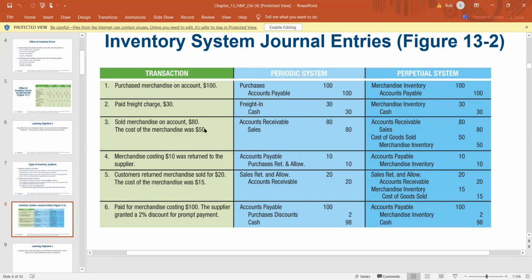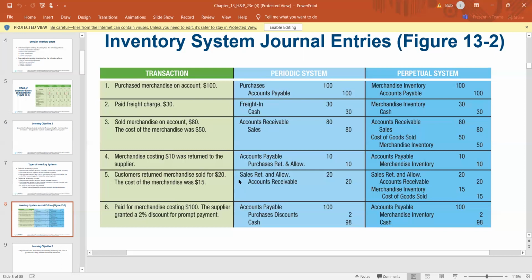You sold merchandise for $80 and you paid $50 to bring that into your building. You paid $50 and then you sold it for $80. Under the periodic system, you record only the sale. You debit accounts receivable and you credit sales. Something is returned to the supplier. What do we debit? Accounts payable to reduce it, and we credit the account we learned in the prior chapter, purchase returns and allowances.